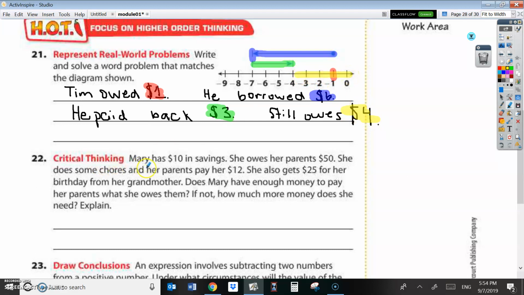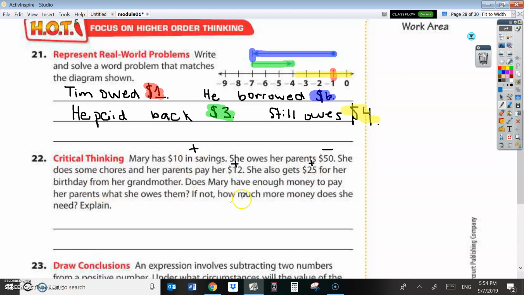Mary has 10 in savings, so that's a positive amount. She owes her parents 50, so that's a negative amount. She does some chores and her parents pay her 12. Paying her is a positive amount. She also gets 25 for her birthday from her grandmother. There's another positive amount. Does Mary have enough to pay her parents what she owes them?